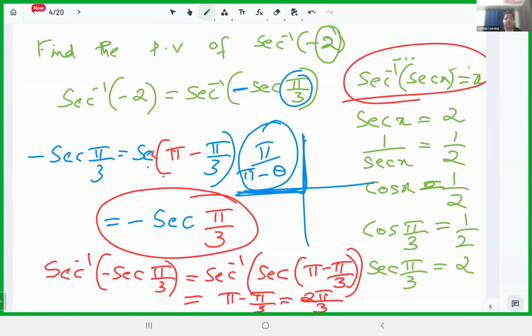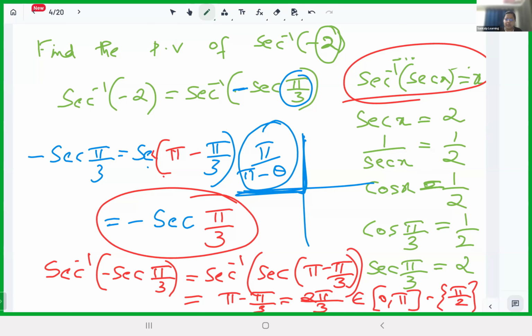Now we have to check whether this 2 pi by 3 belongs to the principal value branch of sec inverse. What is the principal value branch, or the range, of sec inverse? Sec belongs to the second group: cos, sec and cot. So it depends upon 0 and pi. The closed interval 0 to pi, with its midpoint pi by 2 removed.